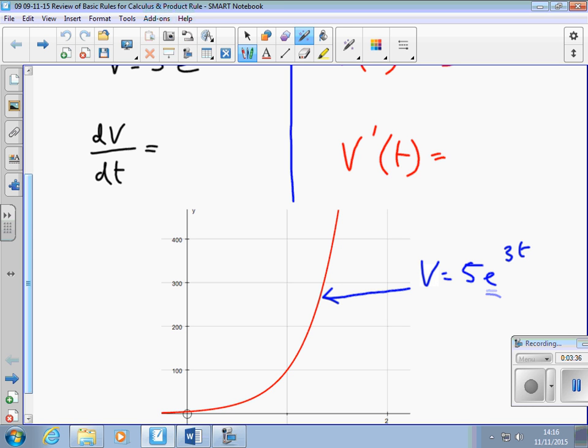Can anyone remember what the differential of a function tells us about that function? Gradient. The gradient, exactly right, the gradient, the rate of change. If I want to know what the rate of change of that function is at that point, I'd find the gradient, the rate of change of that function. The rate of change of voltage with time. How quickly is that voltage changing?